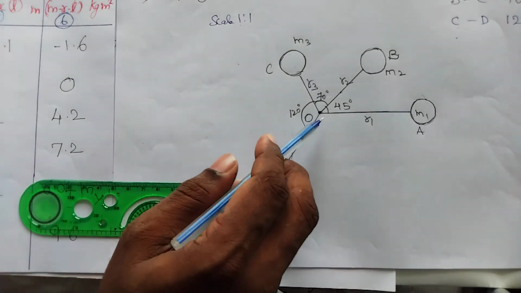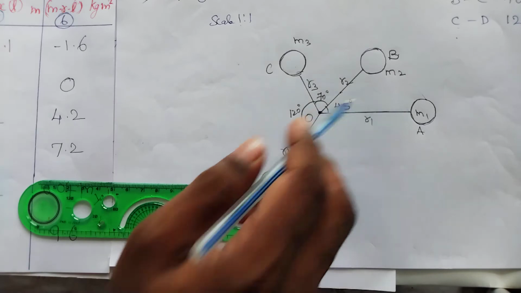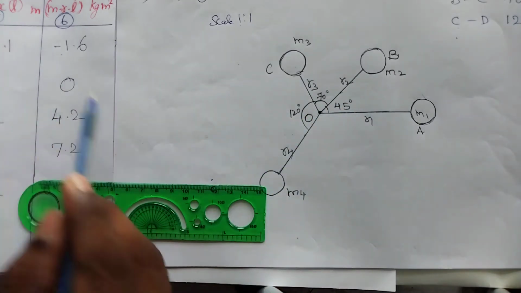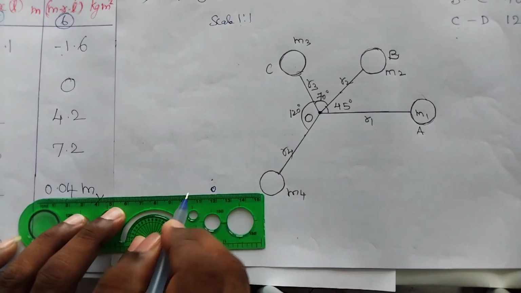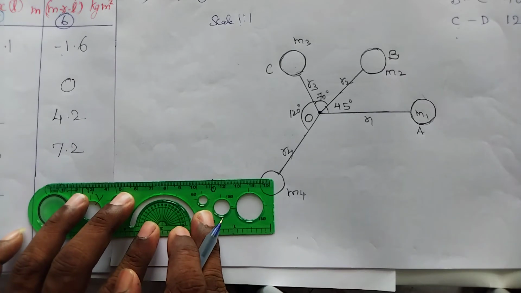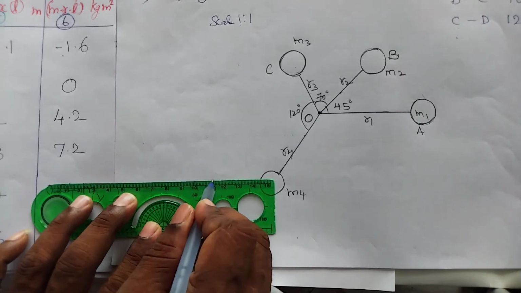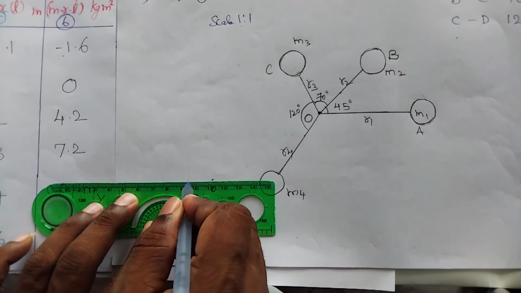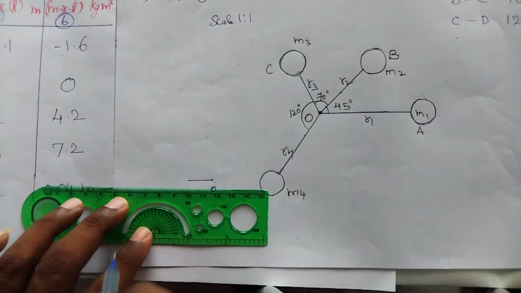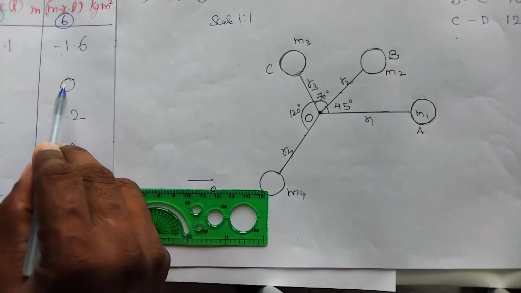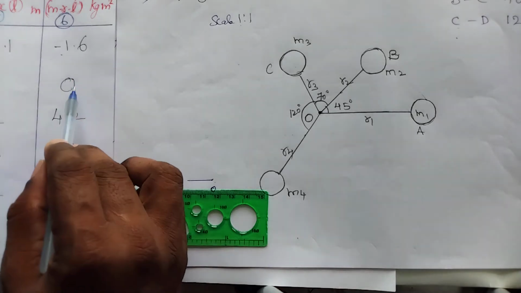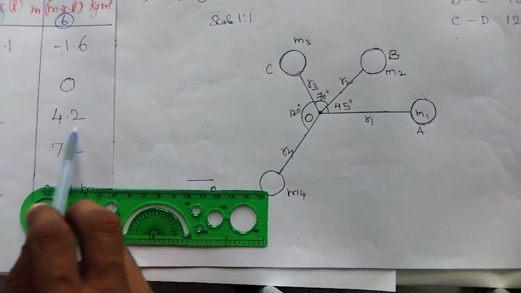Here we have drawn towards the right, but since this value is negative, I'm going to draw towards the left side direction. So this is my O point. From here, 1.6, I'm going to draw towards the left side. This is 1.6, so I'm drawing towards the left side. Next value is 0, then you leave this one. Next you go for 4.2.